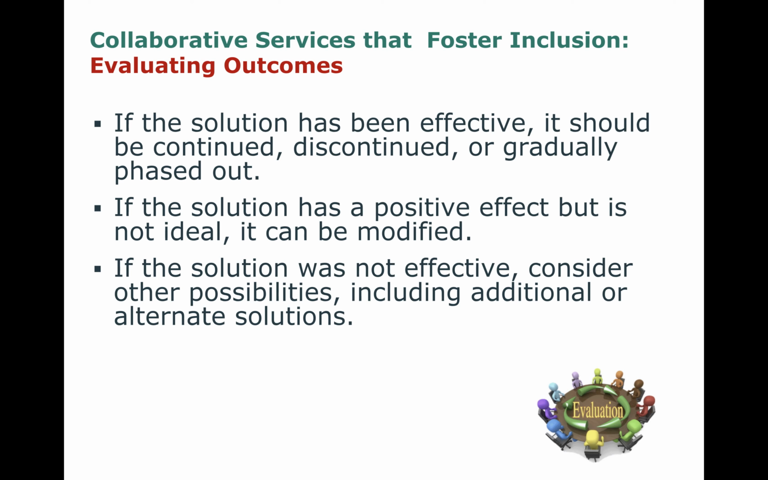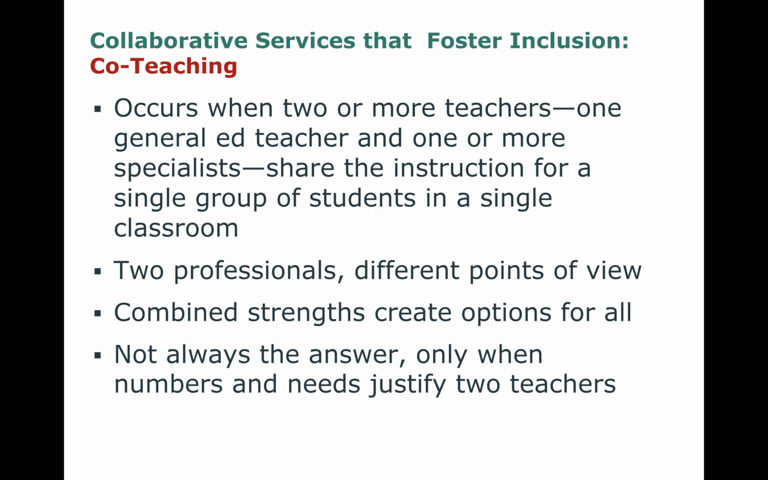If the solution has been positive but it's not ideal, then you can modify it. So, you move him to Tier 2, but he's not quite receiving the supports he needs. So you think about some of the instructional strategies that you're using at that tier, or the type of materials that you're using. So you modify it a bit so that you're addressing the needs. And then if the solution was not effective, then you consider other possibilities. So if Tier 2 supports in RTI provided no supports at all, then maybe you think about moving to Tier 3. So this is how you want to evaluate outcomes in a collaborative environment.